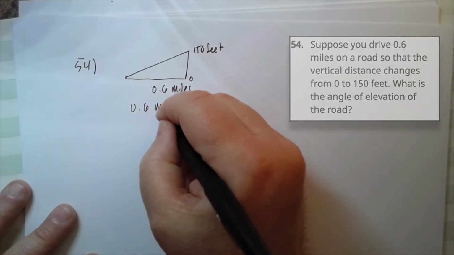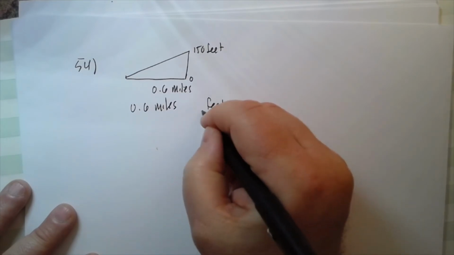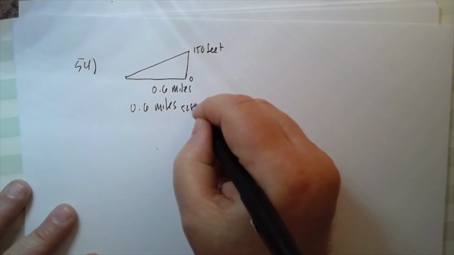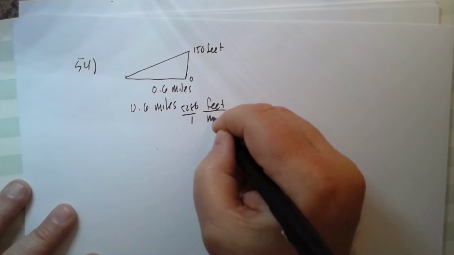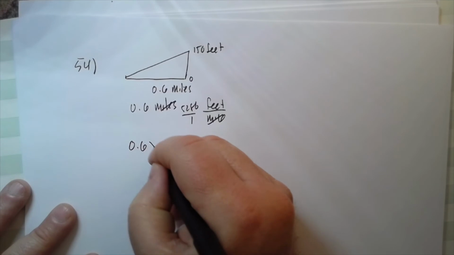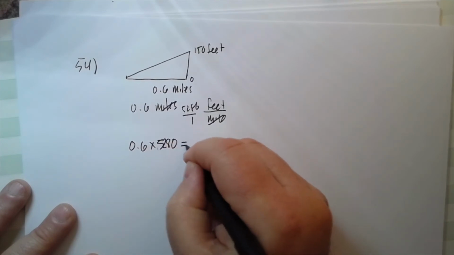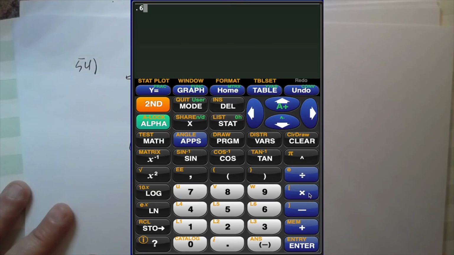So I have miles, right? And I would like feet there. So for every 5,280 feet, we get 1 mile. The miles divide off, so we get 0.6 times 5280, which equals 3168.